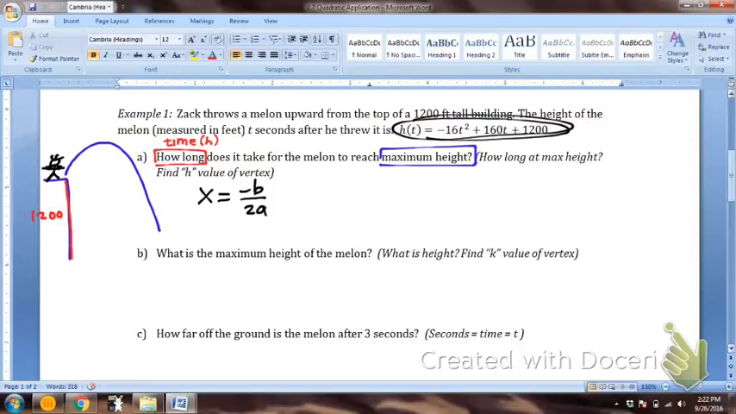So the opposite of b is going to be negative 160 over 2 times negative 16. Okay, you can use your calculator to help you there. If you don't have your calculator, you need to hop up and get it quickly.